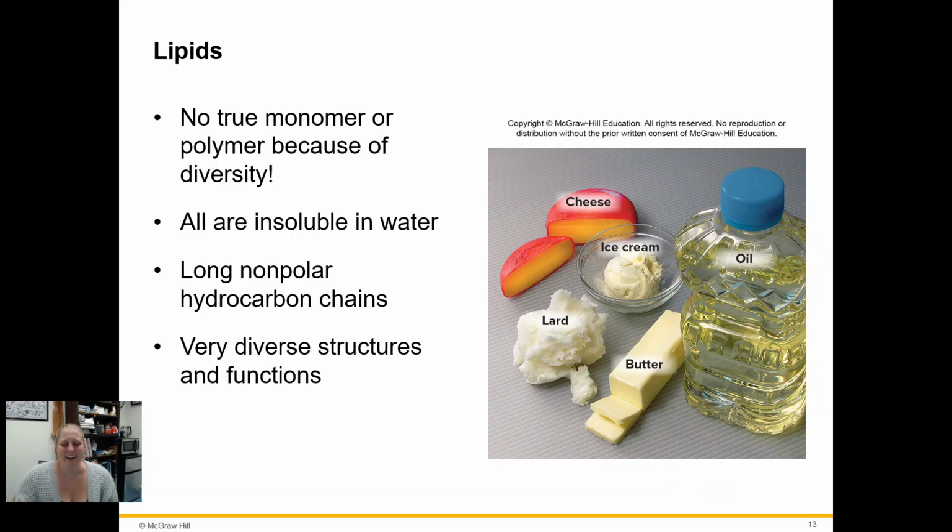Right? Isn't that great? We're going to talk through a couple of different lipids that are used in the cells in the body, and I'm going to identify the ways that these lipids are very different. So when you're filling out the table, you could say that there is no true monomer or polymer, and that's completely acceptable because they are incredibly diverse in their structures and therefore in their functions.